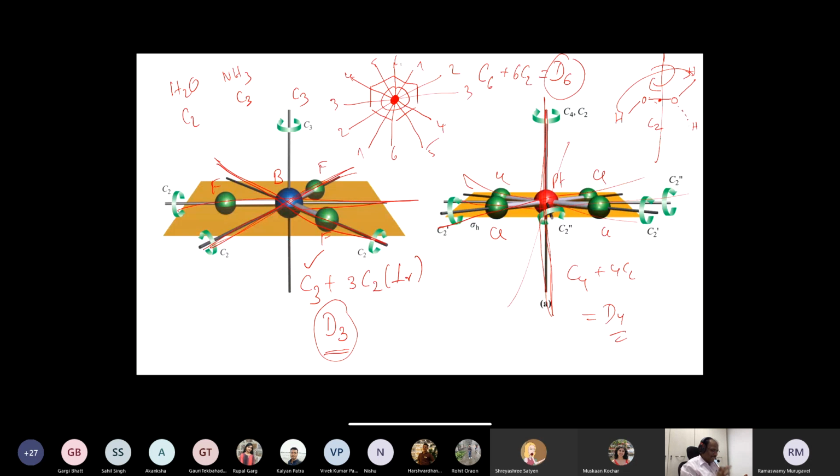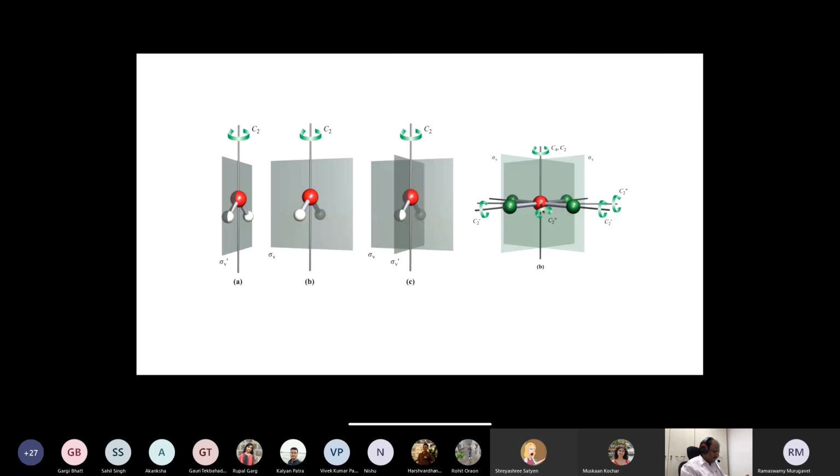So this is just one slide demonstrating the D axis. Let me move on. This slide again shows the various C2 axes along with the mirror planes. I skipped one slide because it comes again one more time.